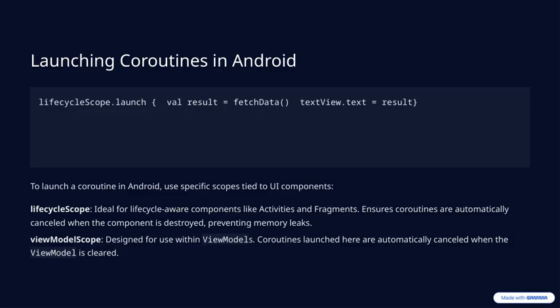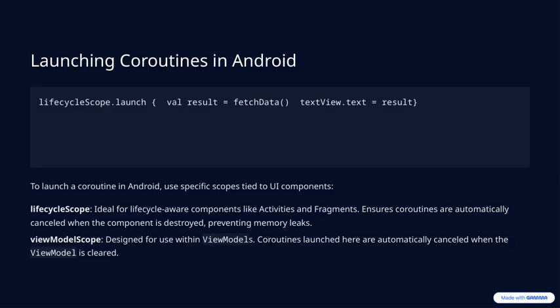All right, let's talk about launching coroutines in Android. On this slide, you see an example: lifecycleScope.launch { val result = fetchData(); textView.text = result }. What this means is that we can start a coroutine tied directly to the lifecycle of our UI component, like an activity or fragment. The lifecycle scope is designed specifically for this purpose. It ensures that if the component is destroyed, say, the user navigates away, the coroutine is automatically canceled. This helps us avoid potential memory leaks and unnecessary background work.